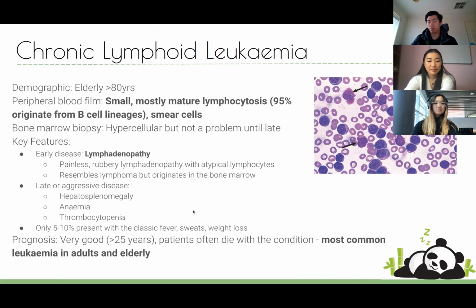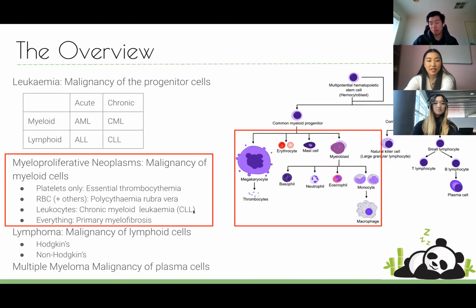Yeah. Cool. So that's the leukemias. And then we'll move on to the myeloproliferative ones, or the myelodysplastic syndromes. So malignancies of these myeloid cells. There's 4 of them, but one of them is CML. So we've already talked about that one.